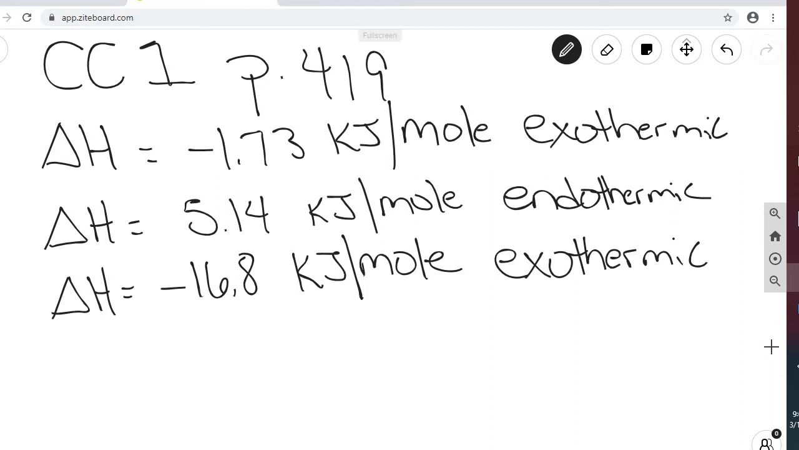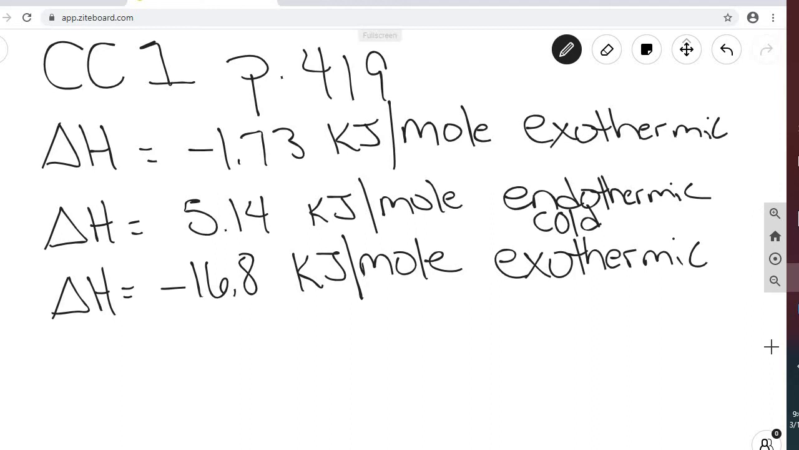So in an endothermic reaction, that kind of reaction is going to get colder. Last week when we mixed vinegar with baking soda, that was an endothermic reaction, and the temperature decreased. So this will get cold.